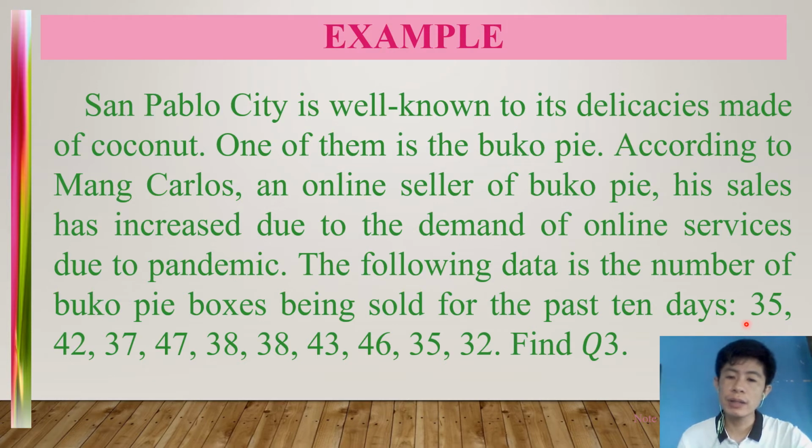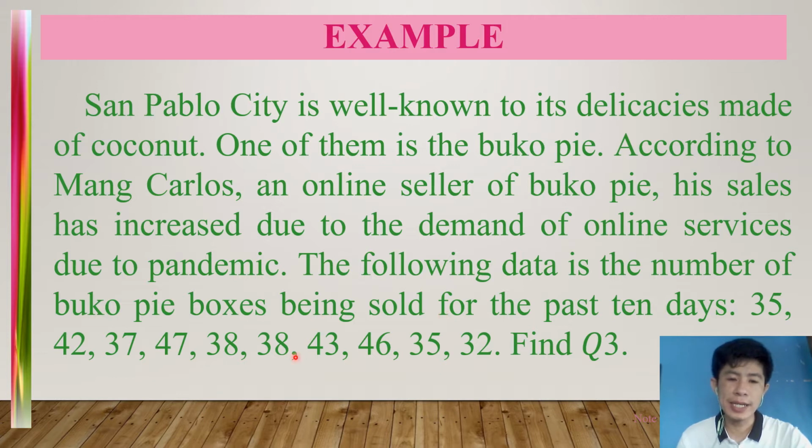For day 1, we have 35. For day 2, we have 42. Day 3, 37. Followed by 47, 38, 38, 43, 46, 35, and 32 for the 10th day. Okay, so our task is to find quartile 3.